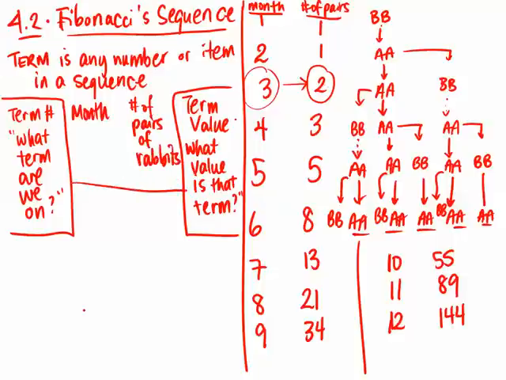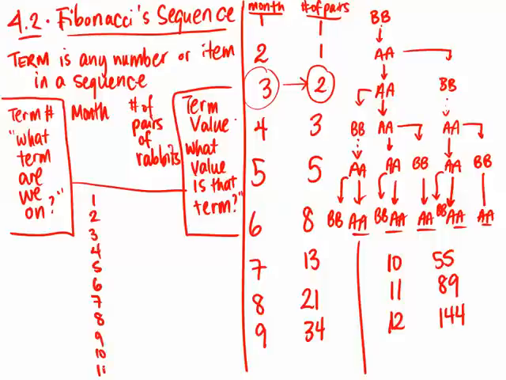So we have our numbers down here. We have 1, 2, 3, 4, 5, 6, 7, 8, 9, 10, 11, 12 as our term numbers. And our term values are the actual number of pairs of rabbits that are found in each of those months. So let's just rewrite those very quickly.